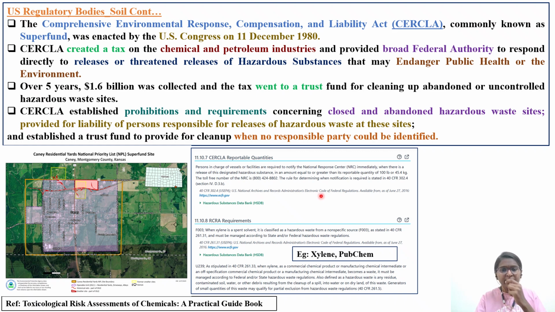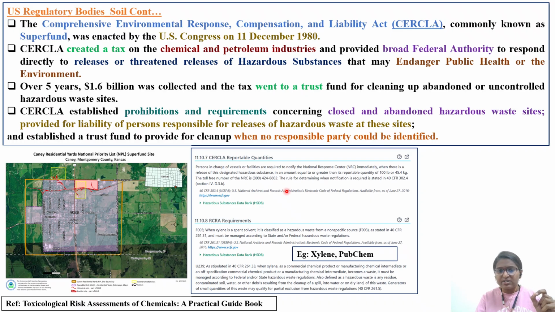And those who are working on PubChem, that is the database, you can go and check these sections, they will be giving. For example, I have given an example here with respect to xylene. So under this, you can see these sections will be there.